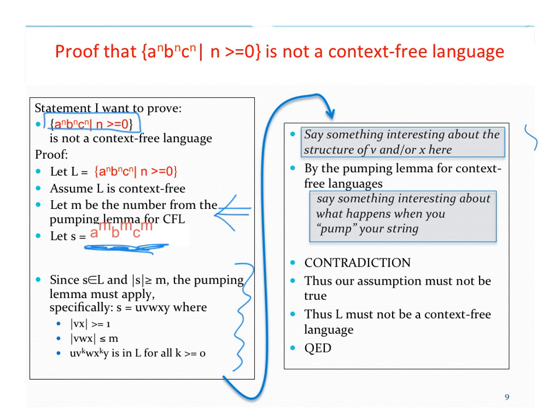So now we need to go on to the meat of our proof, right? We need to say something interesting about the structure of v or x here. Remember before we were doing it about y when we were pumping just one piece, but now we're potentially pumping the v and the x. Well, in fact, we are pumping the v and the x, right, simultaneously. So we may need to say something interesting about the structure of v. We may need to say something about the structure of x, or maybe both, and try and come up with why that can't work.